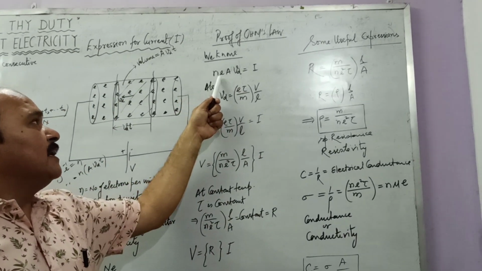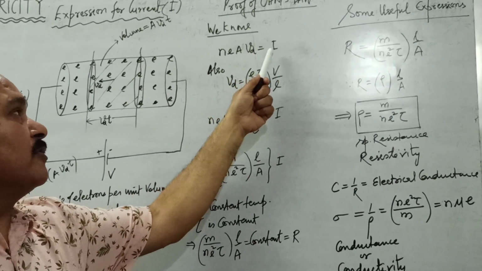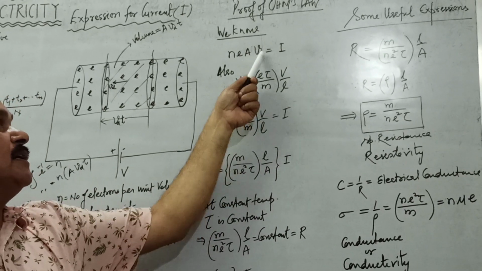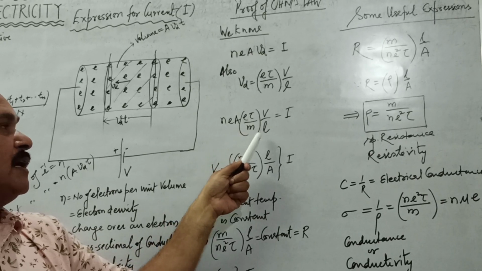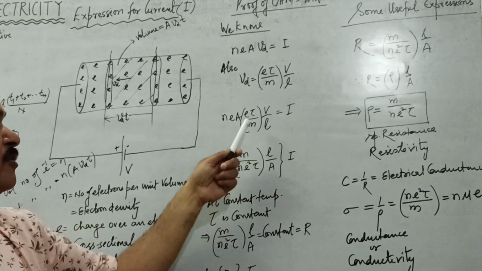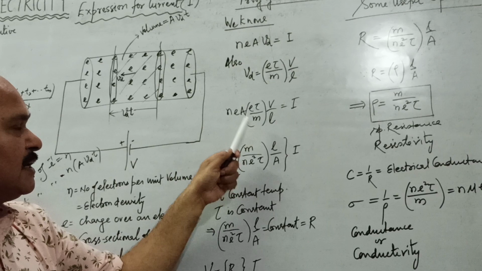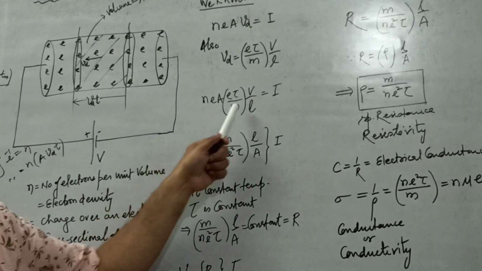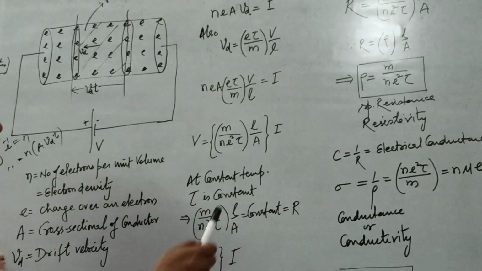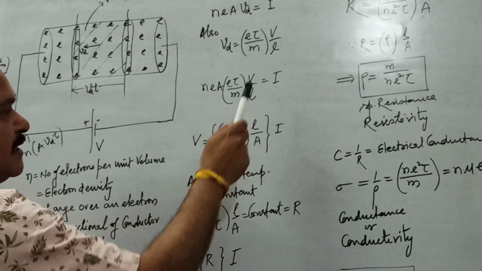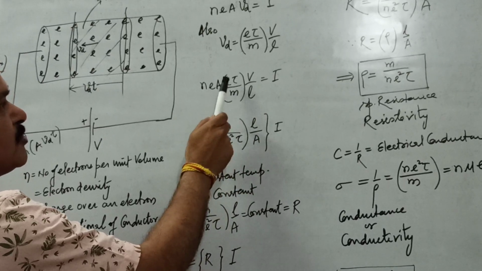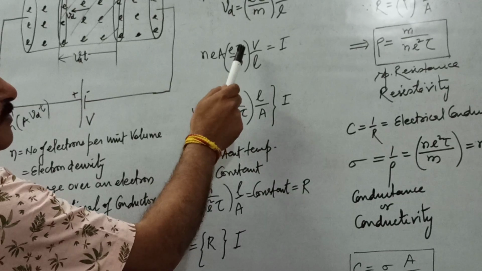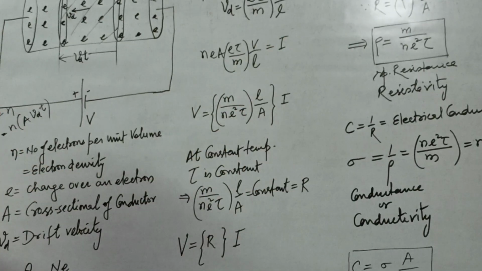As far as the proof of Ohm's law is concerned, that is just a two-step proof. We know that n e A Vd is I, and Vd is e tau by m into V by L. If we substitute the value of Vd here, we get n e A Vd equal to I. Now leaving V on this side, we transfer all the terms onto the other side, and we get m L I upon n e square A tau equal to V.